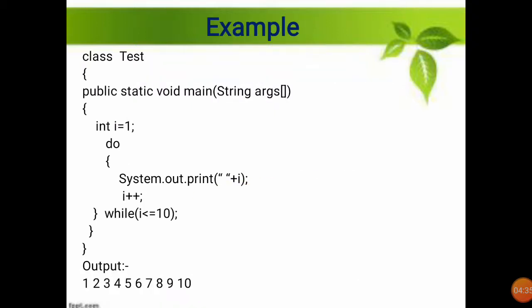Example: class test, then the main function, public static void main. Here I have initialized i equal to 1, and after that we write do. At the entry point it does not check any condition, it directly prints the value of i. The first time i is equal to 1, so we print 1. After that we increase the value, i equal to 2, and it checks: is 2 less than 10? Yes, so it again goes to do. Each time it increases the value and prints 2. At last it checks the condition. In this way, here also we print 1 to 10.